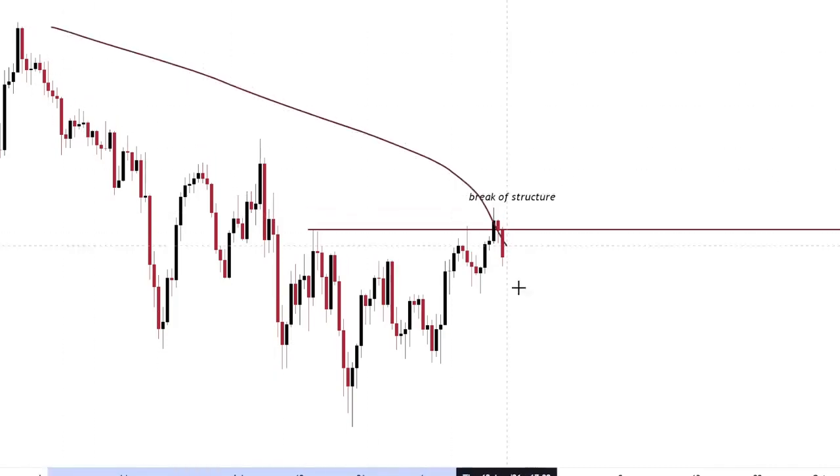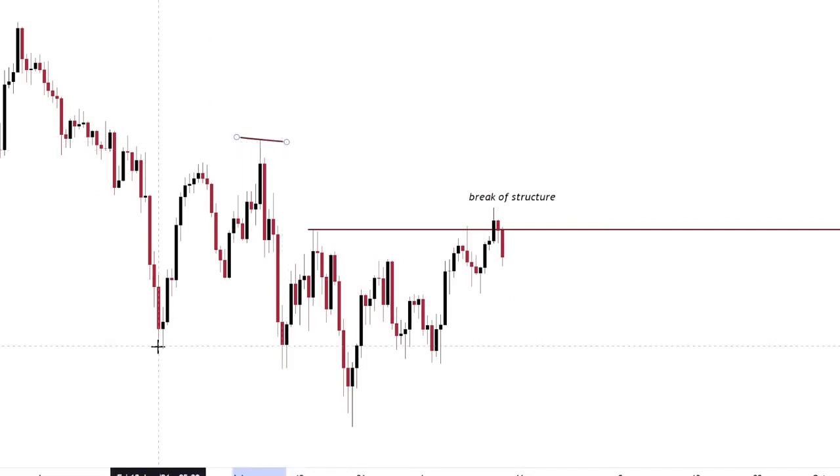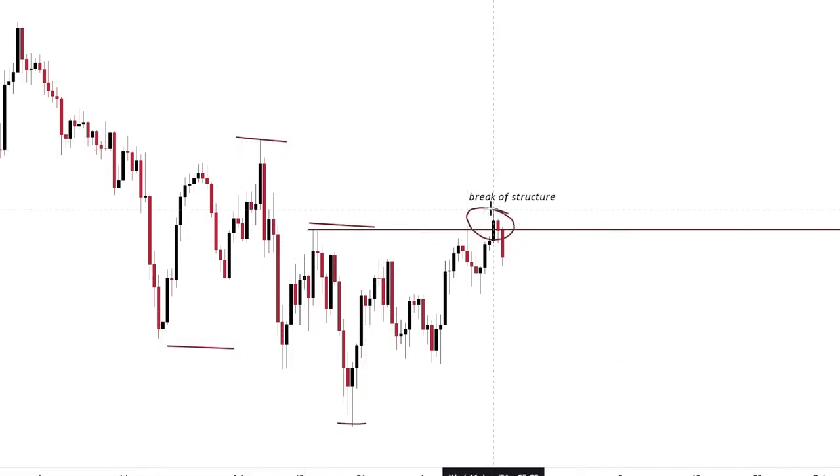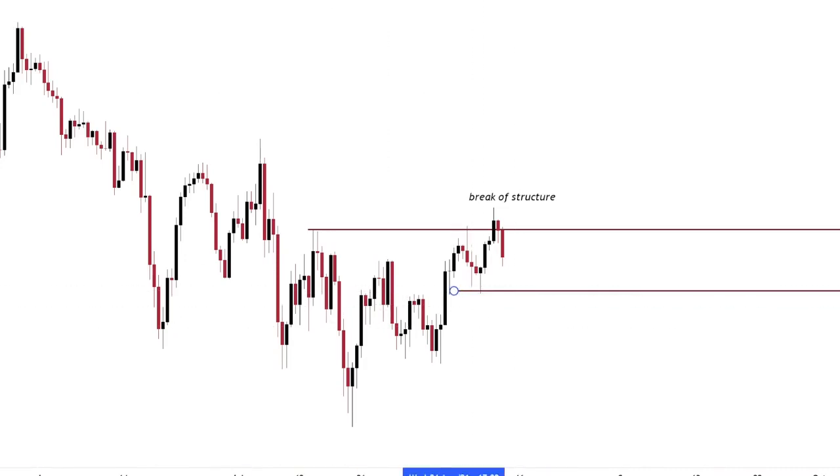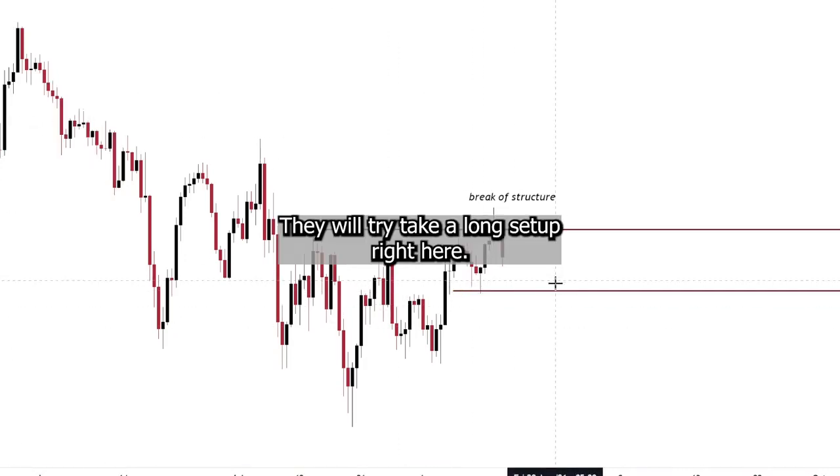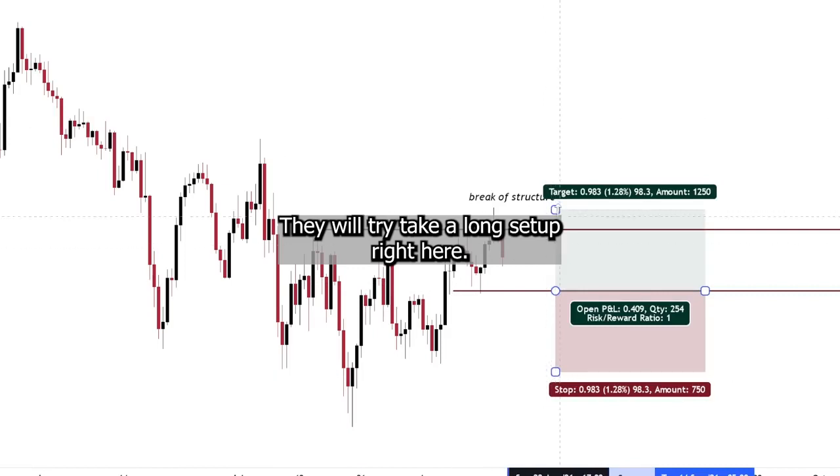So as you can see here, price has been in a bearish trend. Once you have your break of structure right here, price, instead of making a lower high, made a higher high. What happens here is there are multiple traps being set. A support and resistance trader will try to take a long setup right here.